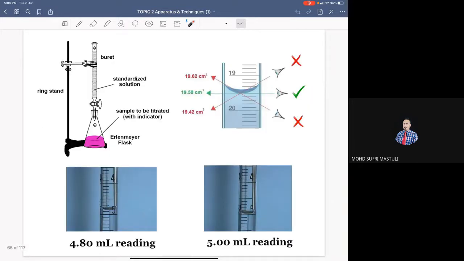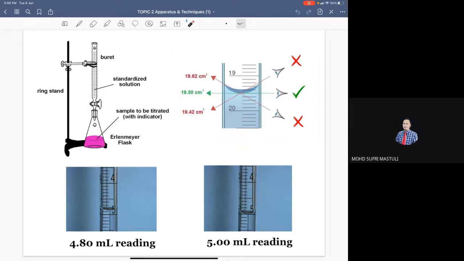Okay, this is a complete set of titration. We have the retort stand, we have the burette containing the standard solution, and we have the conical flask containing the sample with indicator. So this is how to read the burette.